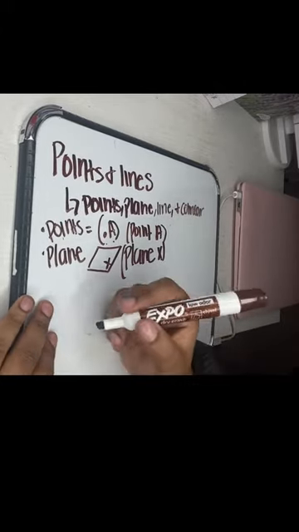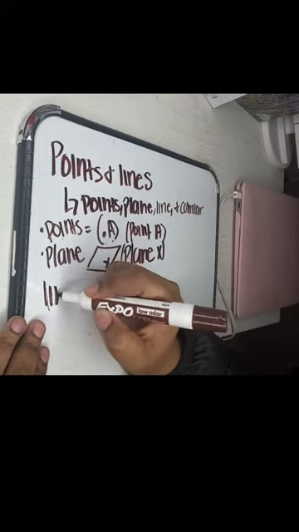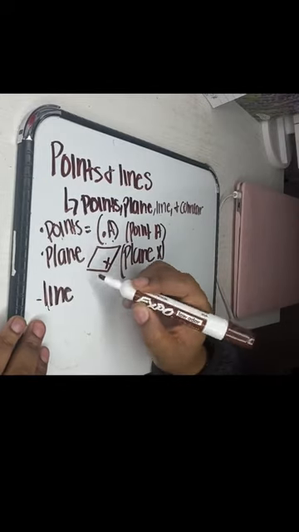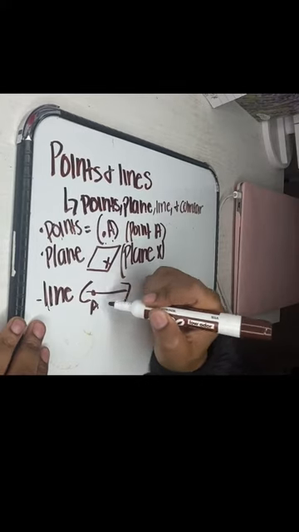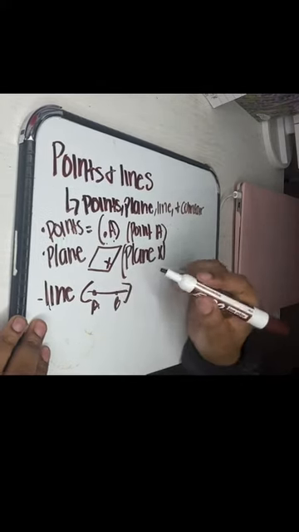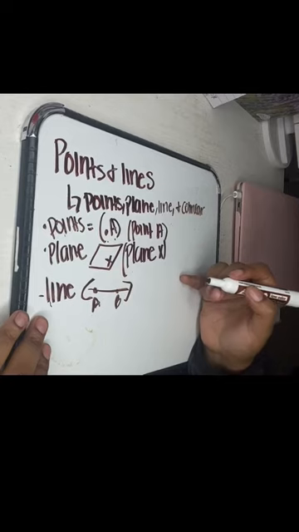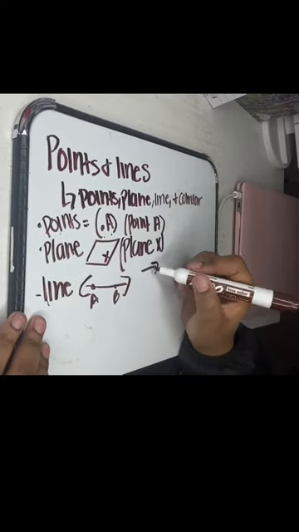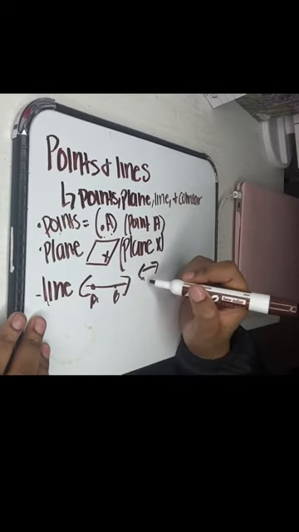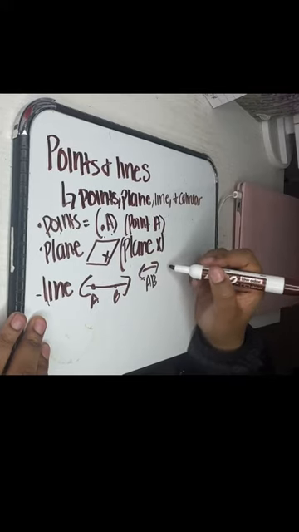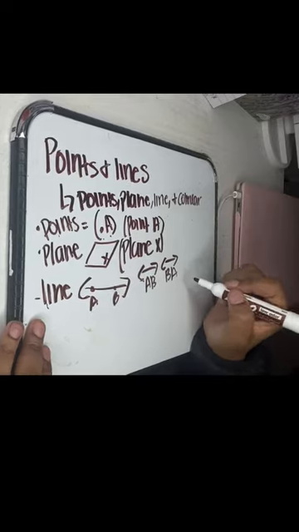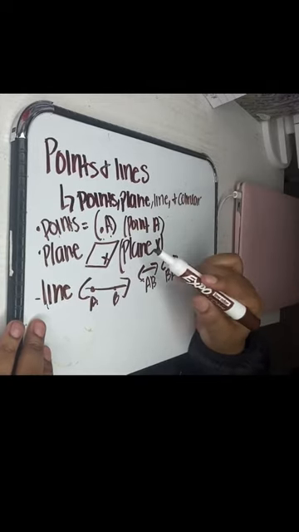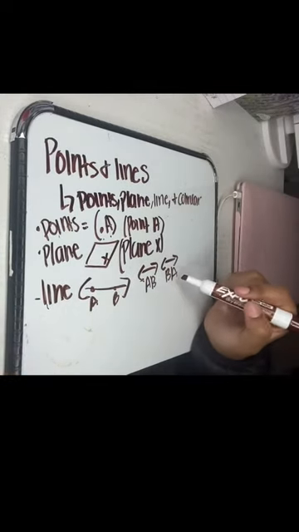And so then we have lines. And so with the lines, you have 2 points going in different directions. So that'll be called line AB. Then you can have line BA. They always look like this. So you got point A, plane X, line AB.